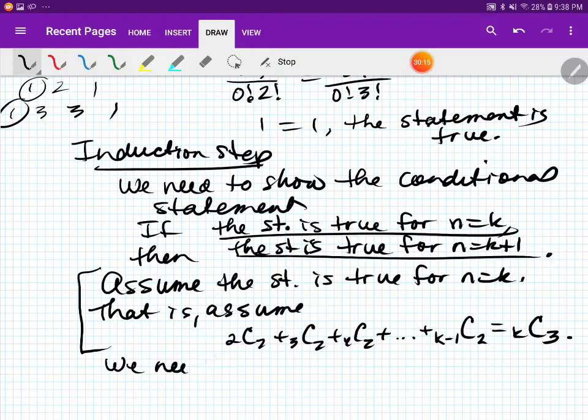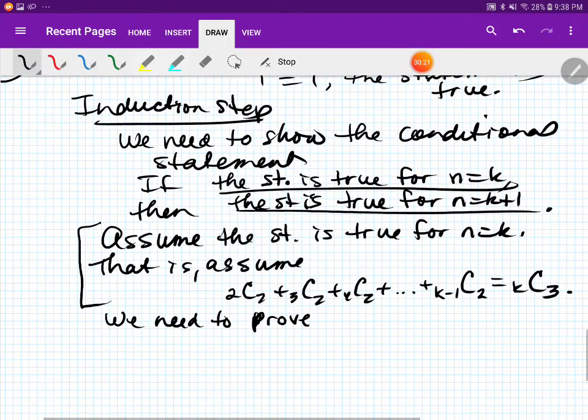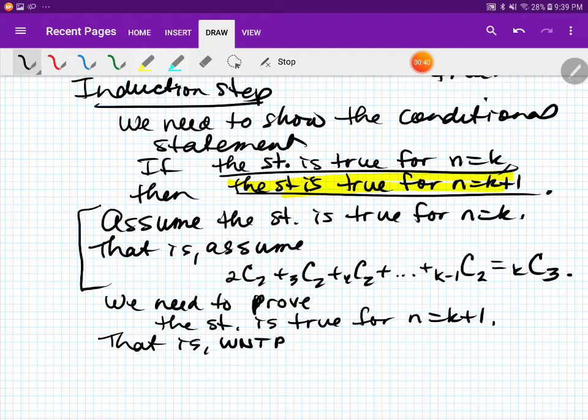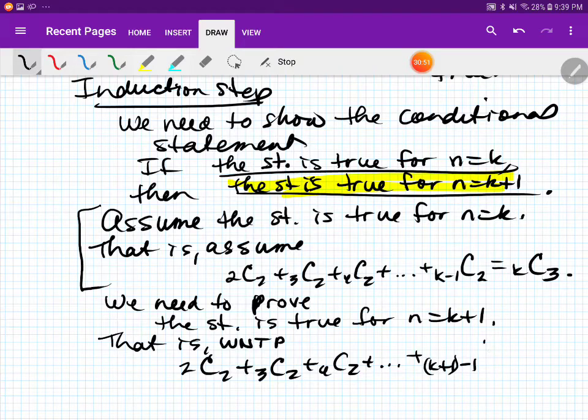We need to prove the then part. So we need to prove this yellow part. So we need to prove the statement is true for n equals k plus 1. That is, we need to prove, don't abbreviate on the AB test, that 2c2 plus 3c2 plus 4c2 plus dot dot dot plus k plus 1 minus 1 c2 is k plus 1 c3.